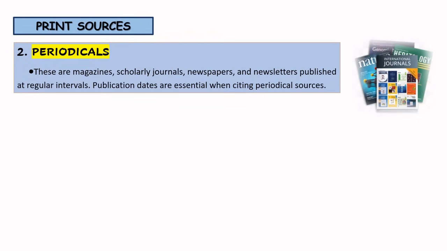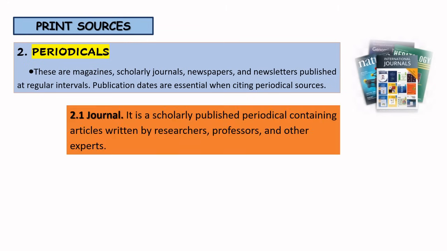Periodicals. These are magazines, scholarly journals, newspapers, and newsletters published at regular intervals. Publication dates are essential when citing periodical sources. Under periodicals is the journal. Journal. It is a scholarly, published periodical containing articles written by researchers, professors, and other experts.